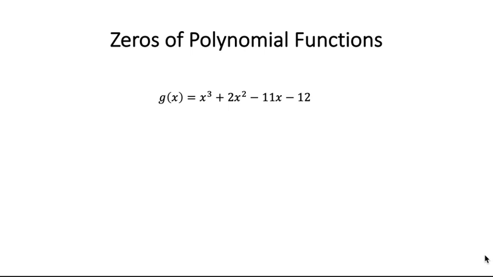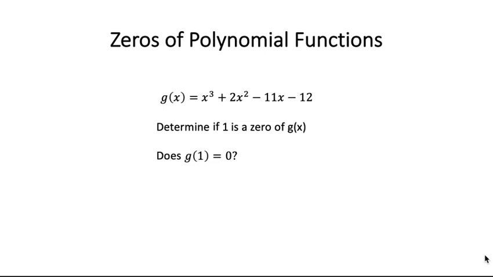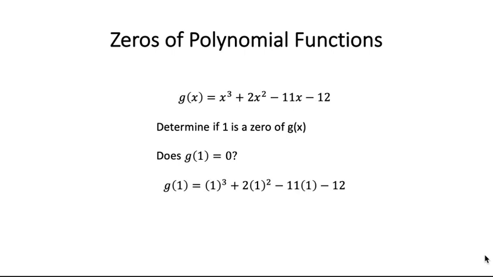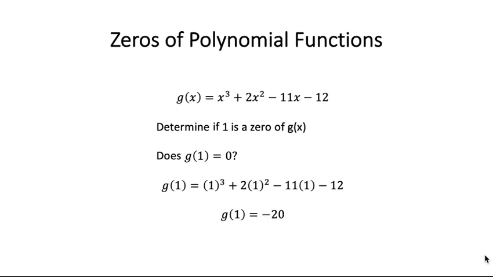So looking at this example, we have some function g of x, and it's equal to x cubed plus 2x squared minus 11x minus 12. And the question is to determine if 1 is a zero of g of x. Well, if 1 is a zero of the function, that means that g of 1 has to be equal to 0. So let's plug 1 into the g function. When you plug 1 into the g function, you find out that g of 1 is equal to negative 20. Since it doesn't equal 0, it's not a zero.